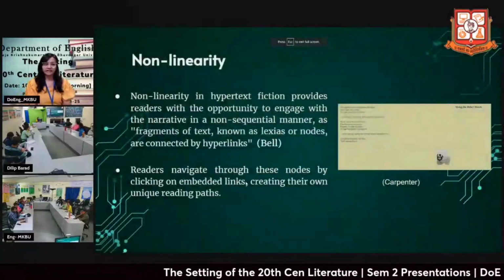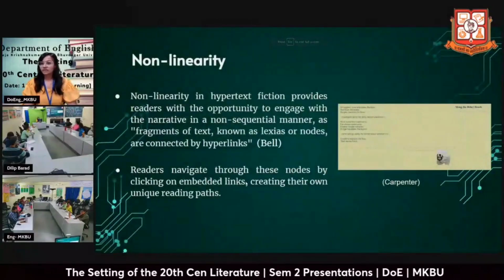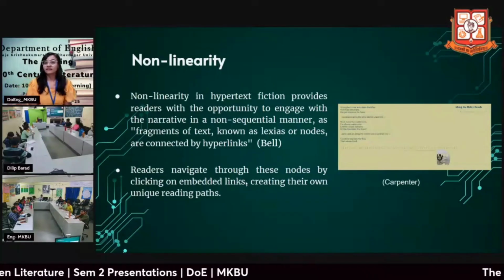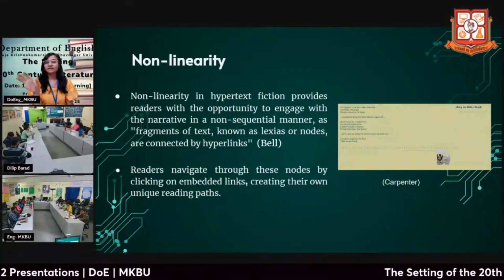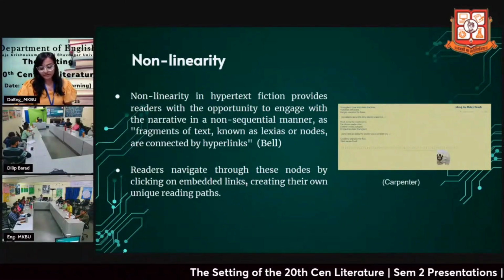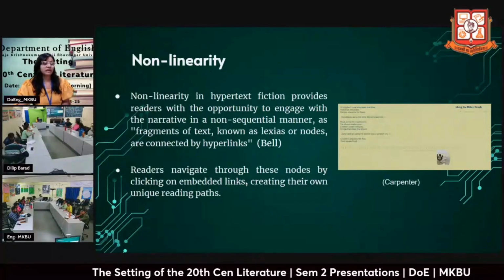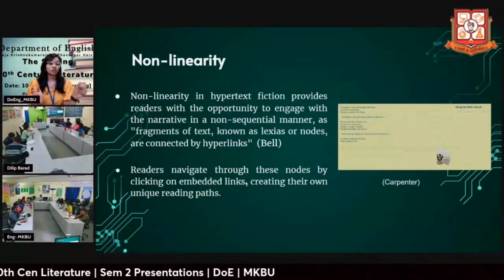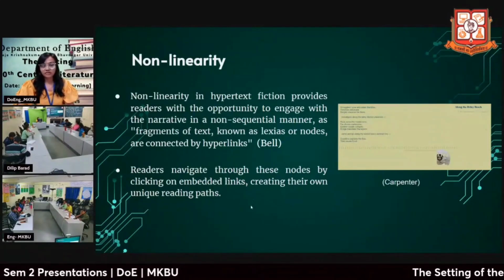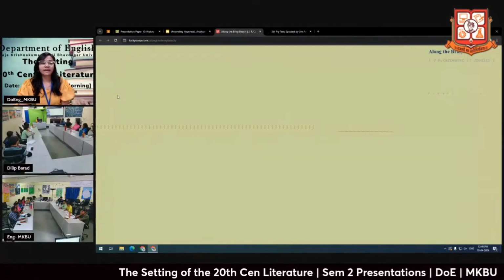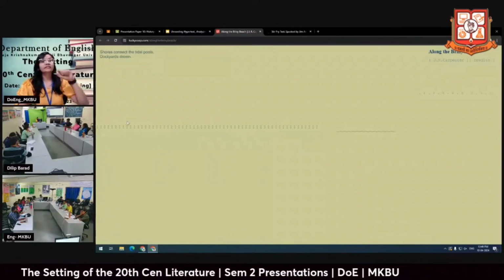Another is non-linearity. Of course, as I said earlier, it is linear in the coding form, but when we, as readers, come through any hypertext, it is non-linear. As Alice Bell highlighted in the article Schema Theory, Hypertext Fiction and Links, fragments of text known as lexias or nodes are connected by hyperlinks. So readers are navigated through this, like in this poem. Readers are being captivated and interested by this. So you are clicking here, and the line is appearing.